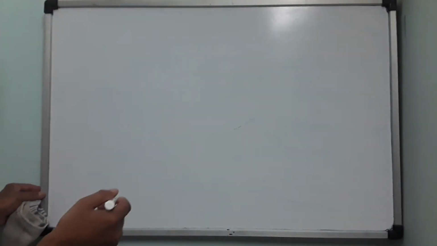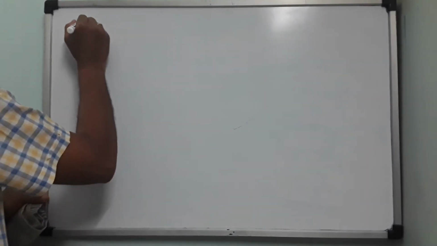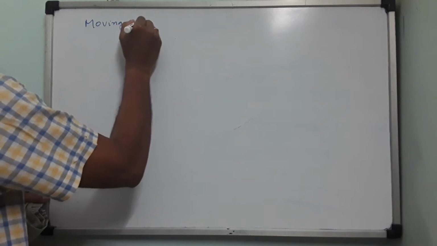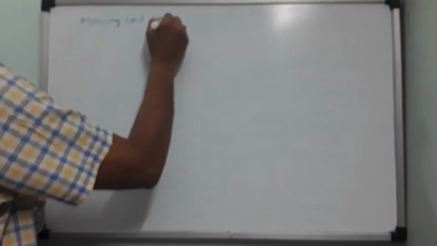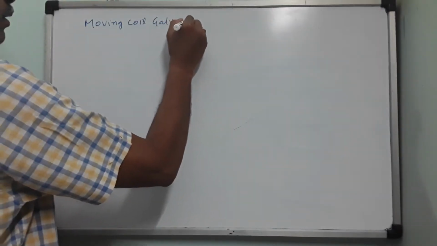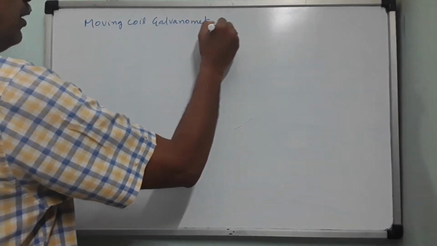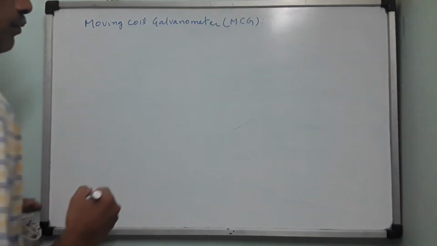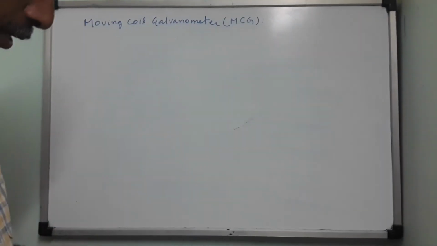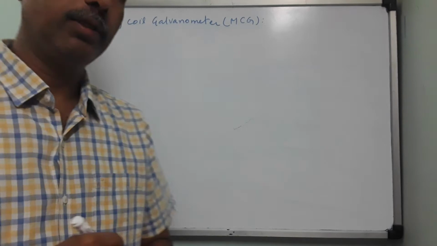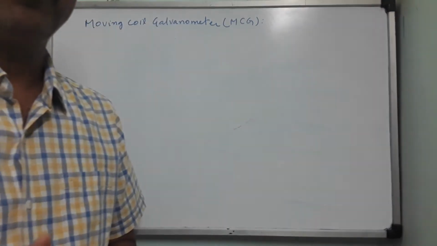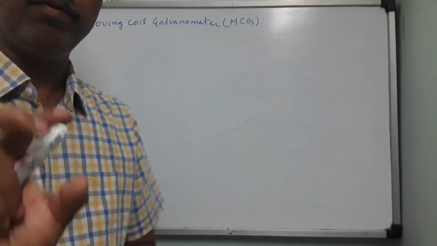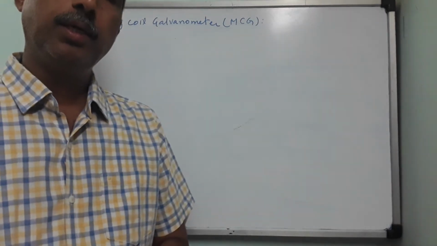The topic of the day is moving coil galvanometer. In abbreviation we write it as MCG. The previous version of this was the D'Arsonval moving coil galvanometer, then the Weston galvanometer. Now we have tabletop galvanometers.